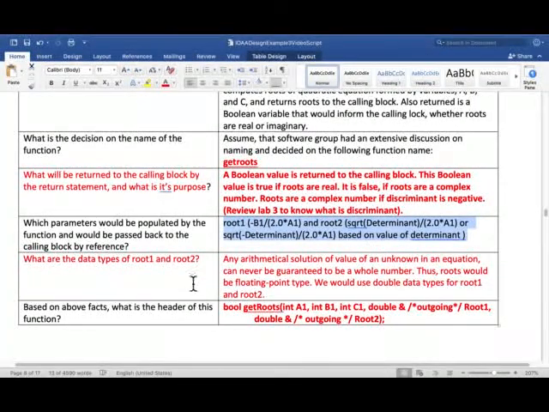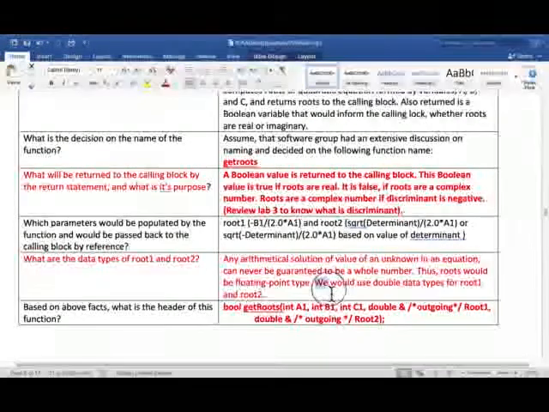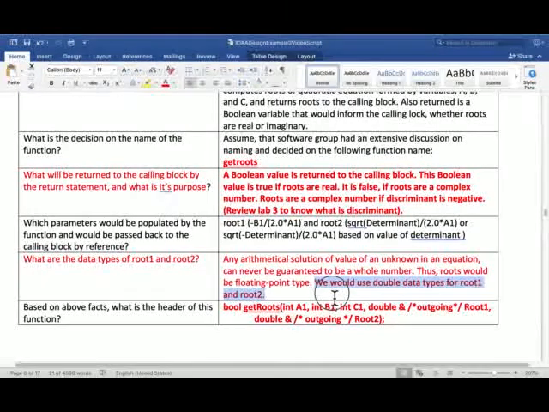What are the data types of root 1 and root 2? Any arithmetical solution of the value of an unknown in an equation can never be guaranteed to be a whole number. That's a fact of life. So therefore roots will be floating point type. We'll use the double data type for root 1 and root 2.